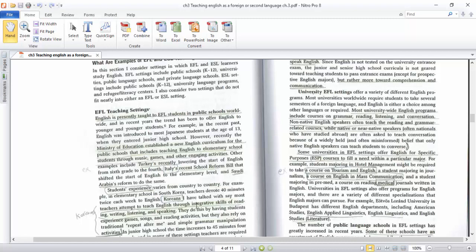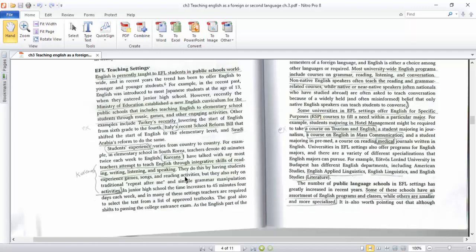So we have an example in South Korea. Teachers attempt to teach English through integrated skills. Integrating means that they collect the skills together. At the same time, they teach the students reading, writing, listening, and speaking. As mentioned before, we have four skills in teaching English, or four skills in teaching language. These four skills are very important in order to teach our students. They do this through games. They teach their students these skills through games, songs, and reading activities, but they also rely on traditional methods, like repeat after me and simple grammar manipulation activities.